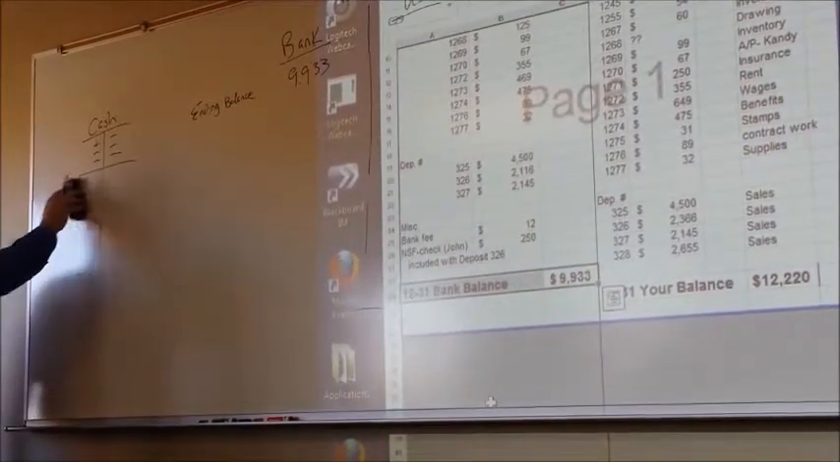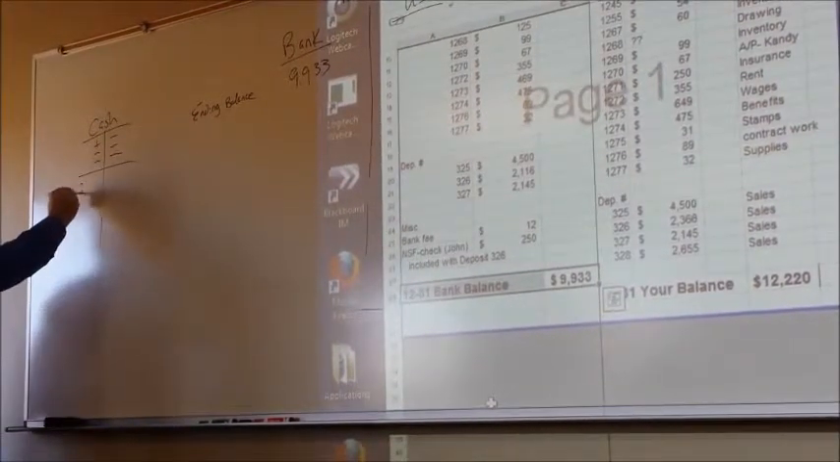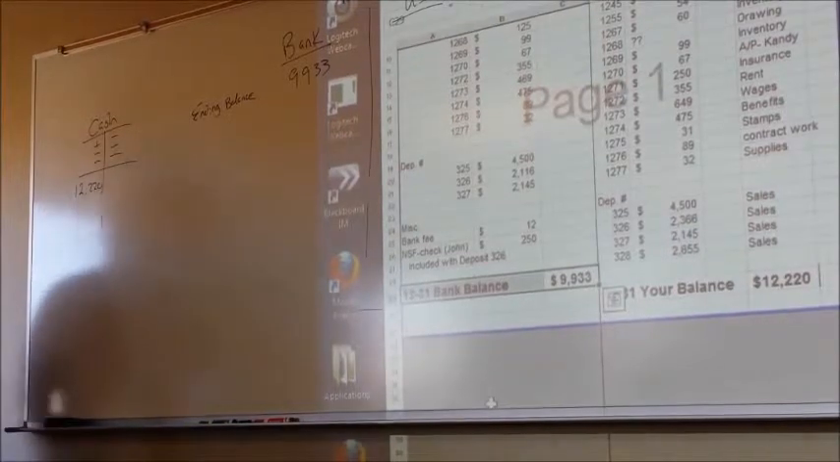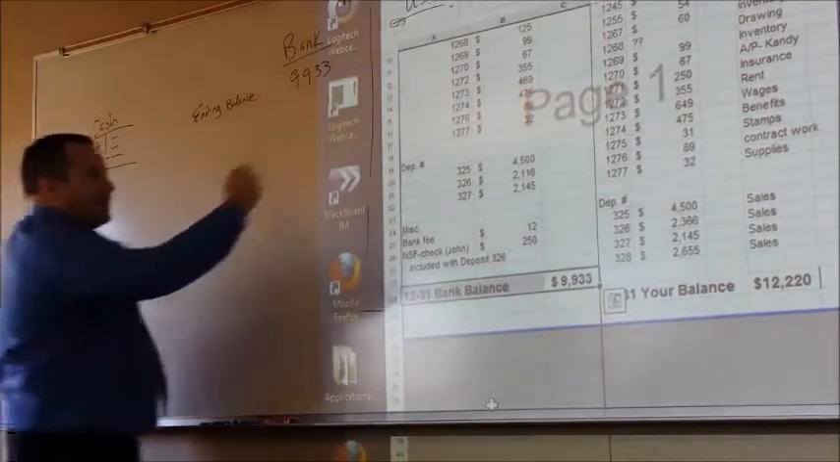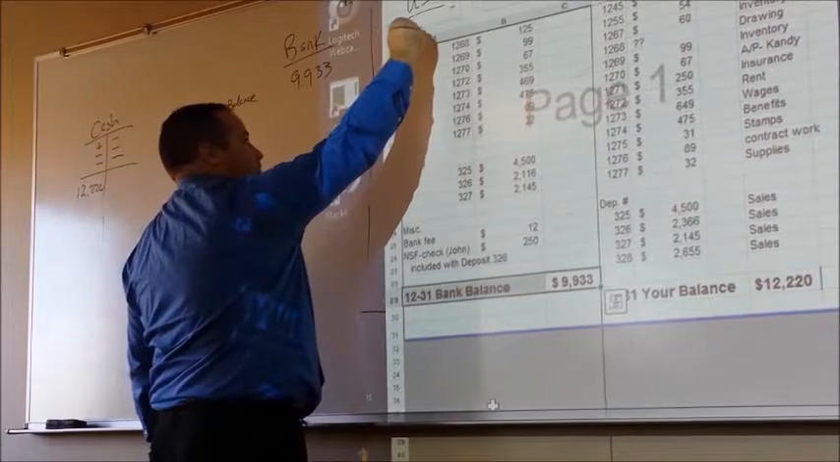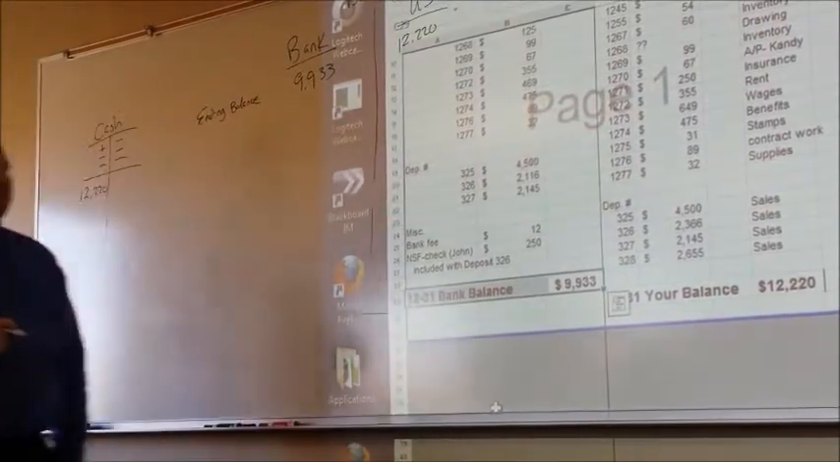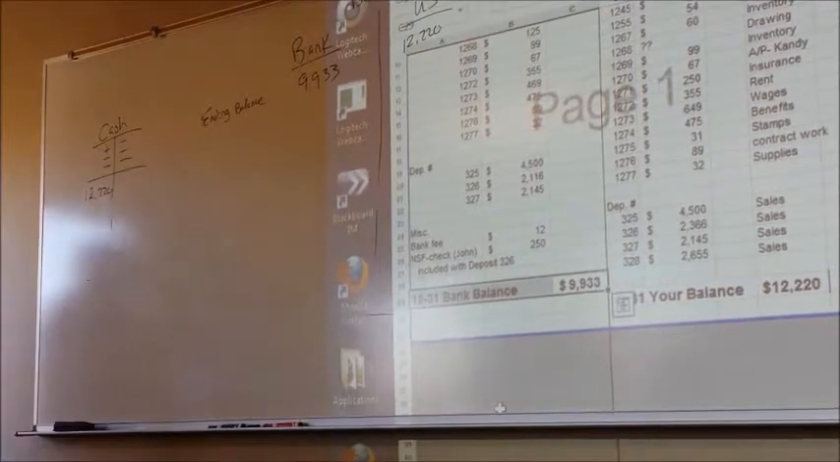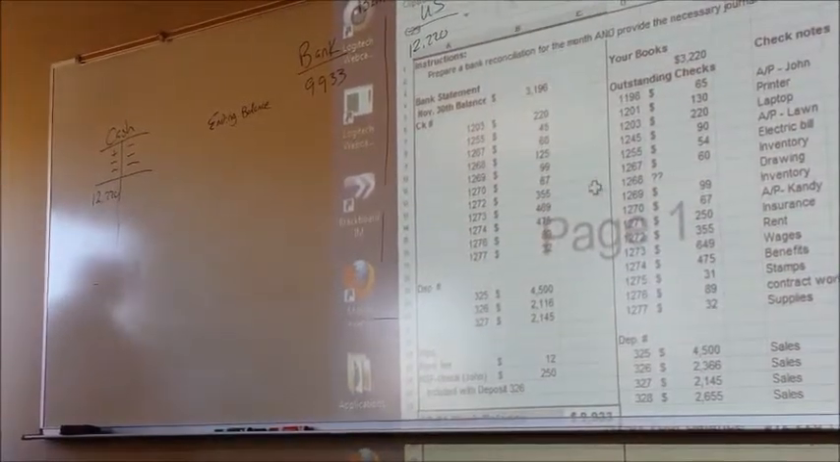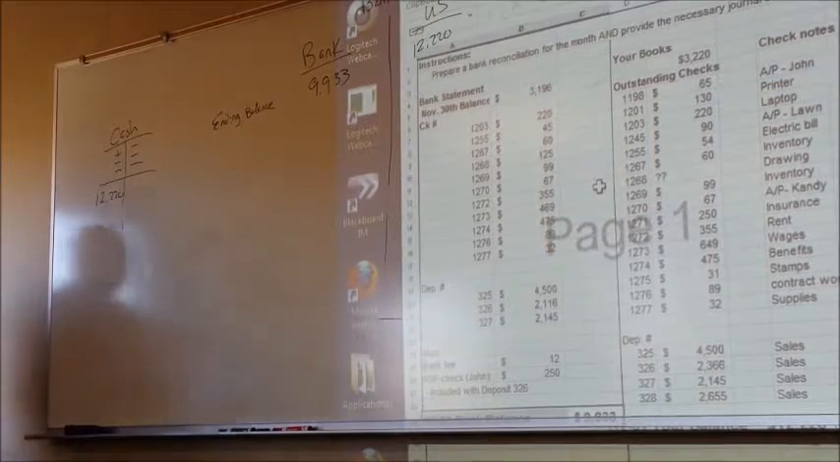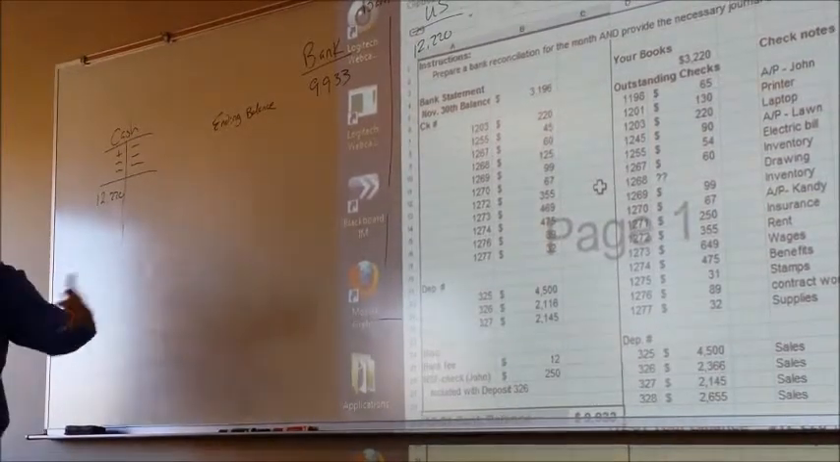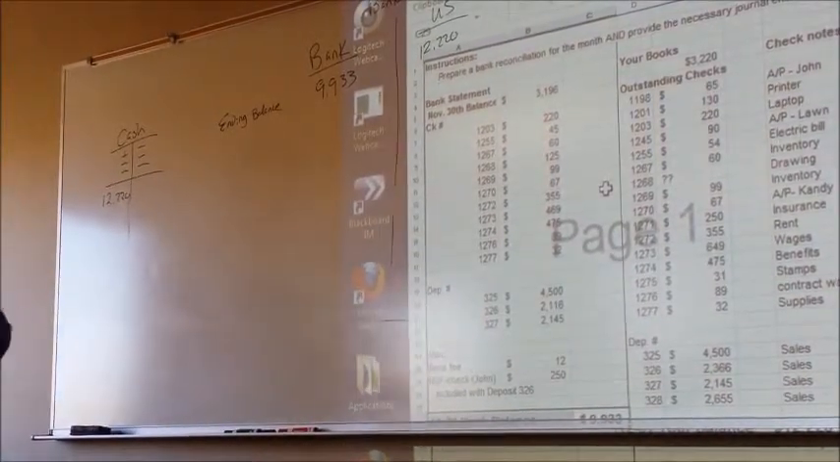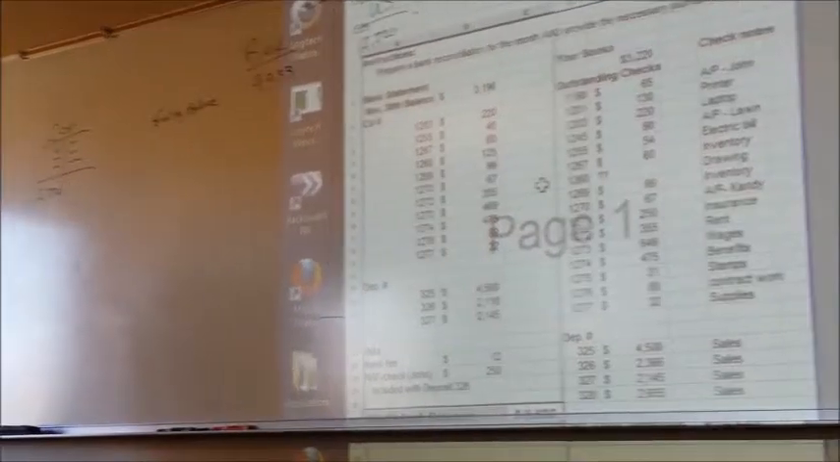My cash balance says I have $12,220 when it's all said and done for December. I want to determine now what's the real cash balance after I've checked the bank side, I've checked my side, made a comparison, and do they equal?